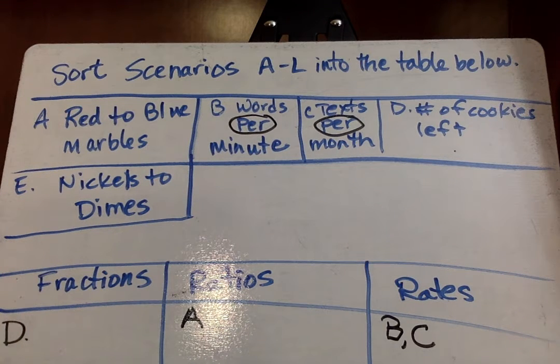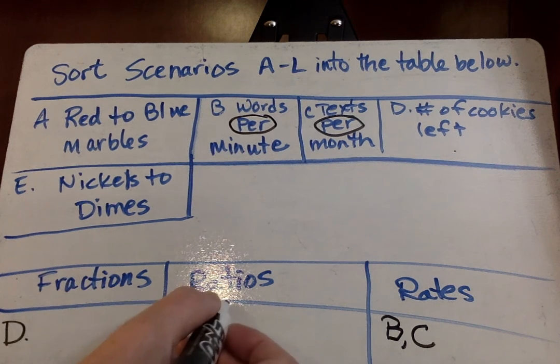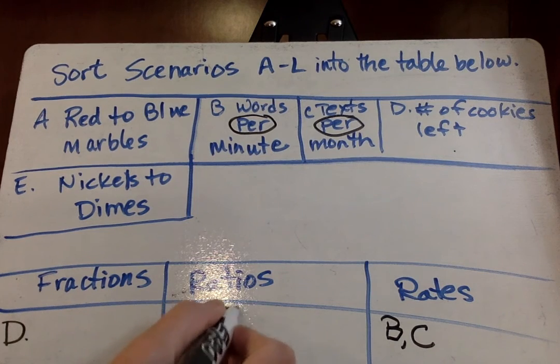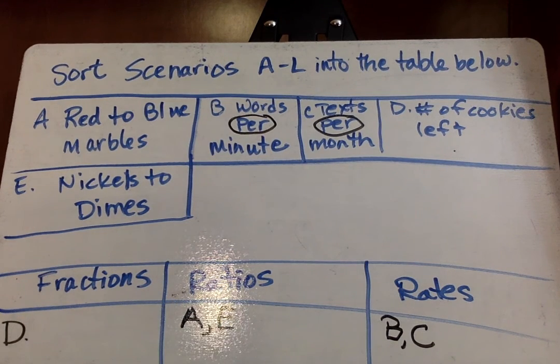Okay. Next, we go on to E, nickels to dimes. So where would E go? Nickels to dimes, two items of the same unit, that's money. So nickels to dimes would go in ratio. I'm putting a comma in between each one.